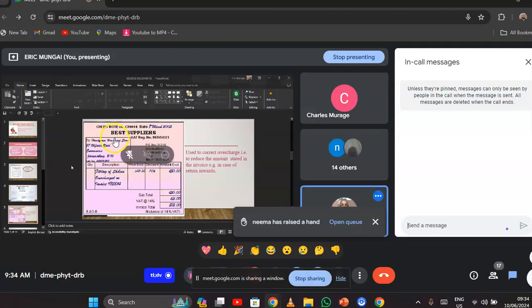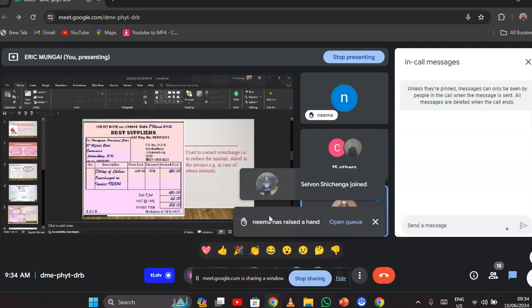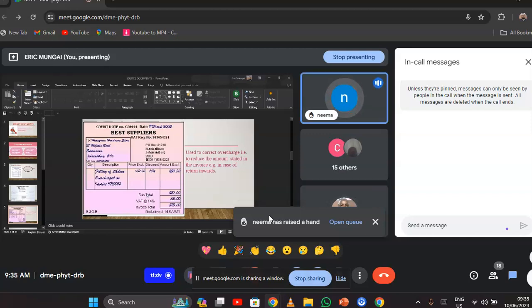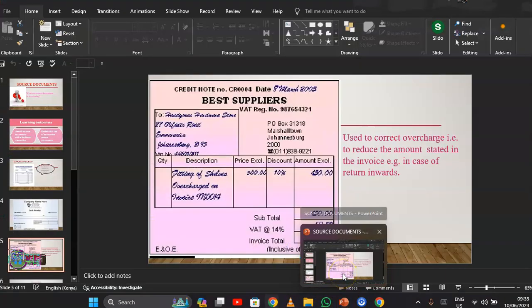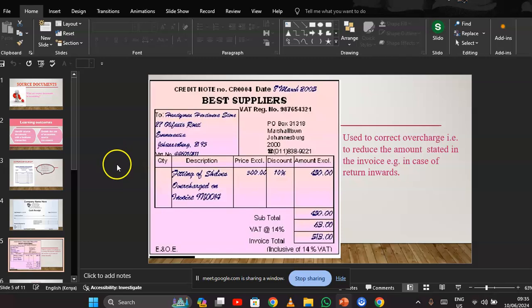There is another document on that note we call the debit note. Neema, please, what is the use of a debit note? Neema, I can see you have raised your hand. A debit note is used to correct an undercharge. Yes, it is used to correct an undercharge. Okay? So those are just some examples of source documents. We are going to list others as we proceed.